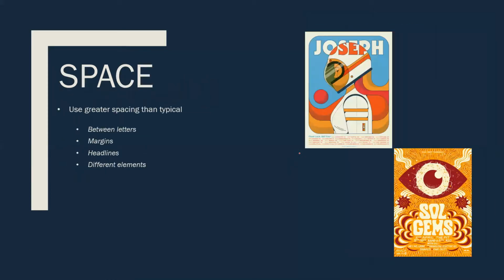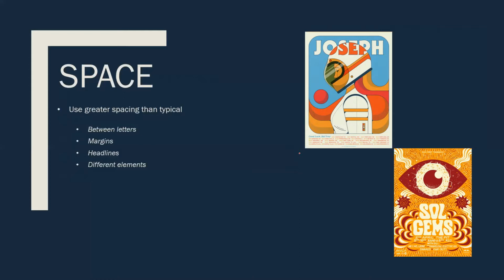Now we have space. While we all have a pretty good concept of space as an element of art, there are some rules we need to consider when making our own poster. Given that once again, we really want our poster to be as clear and readable as possible, we're actually going to be using more space than usual between different parts of our poster. Some places we would want to consider using greater space are listed here, which are between letters, in the margins, in your headlines especially, or just between different elements that compose your entire work.